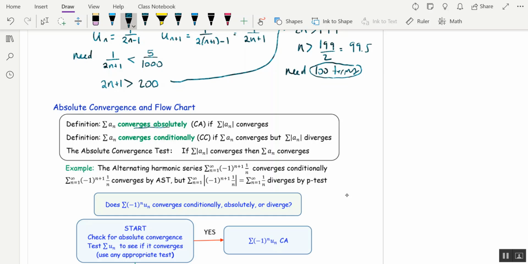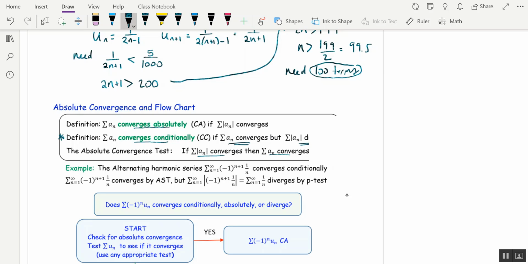So that makes good sense. It's intuitive. A series converges conditionally if it actually converges, just not absolutely. And then the absolute convergence test tells us that absolute convergence is the strongest thing. If a series converges absolutely, then it converges. The easiest way to remember what conditional convergence is, is with the alternating harmonic series.